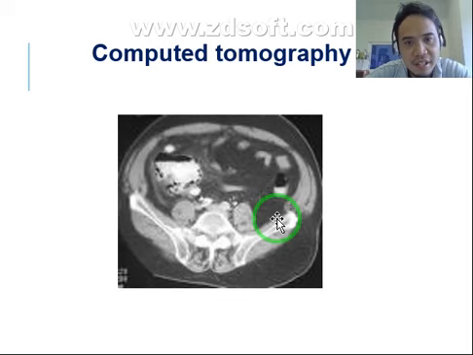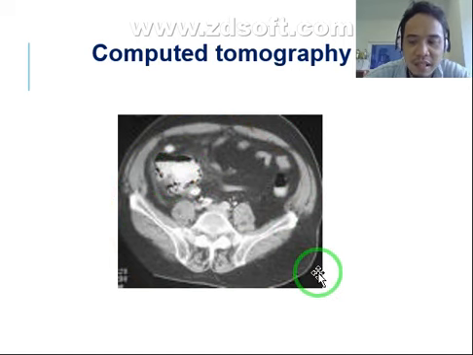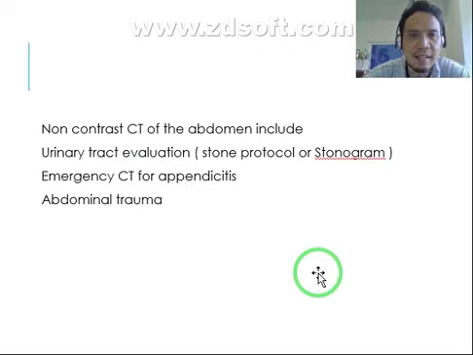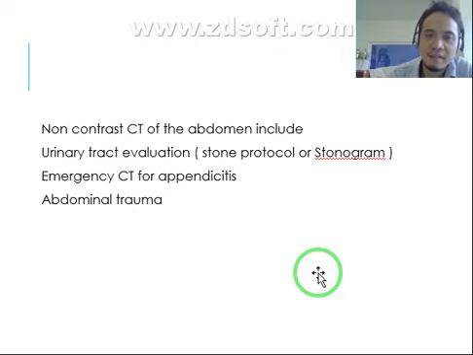Okay, another image of the pelvic area of the abdomen. As you can see, makita nato diya ang colon nato nga naay contrast media or positive contrast agent. So, non-contrast CT of the abdomen includes urinary tract evaluation, especially kaning stone protocol o stonogram. So, wala ta nagagamit og contrast media ani kay highly opaque naman ang stones kung mag-study ta about urinary tract.